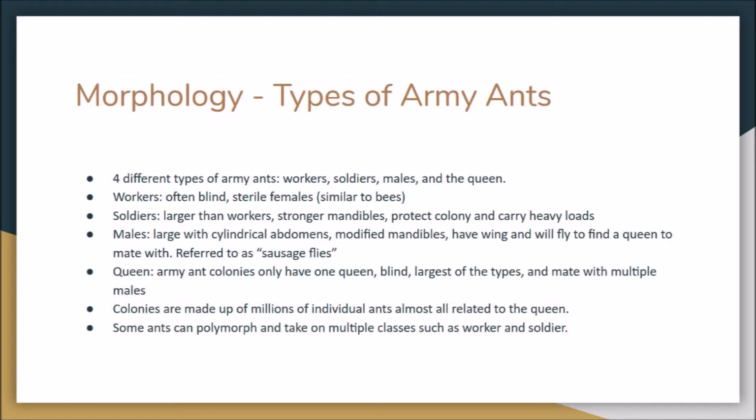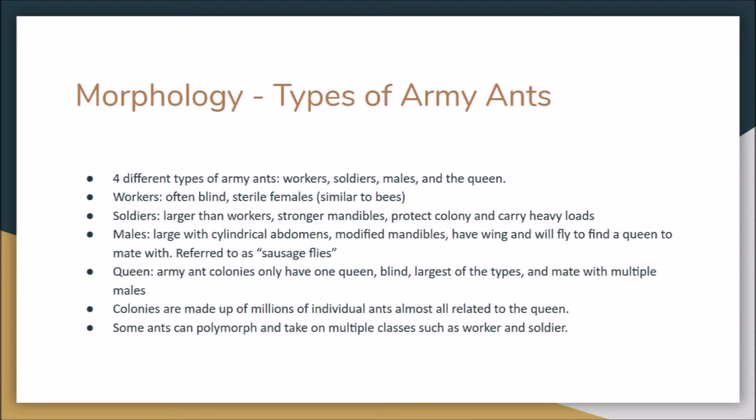Males are large like the soldiers, with cylindrical abdomens, modified mandibles, and have wings that they use to fly to a queen outside of their colony or within their own colony. They're often referred to as sausage flies because this is what they look like.